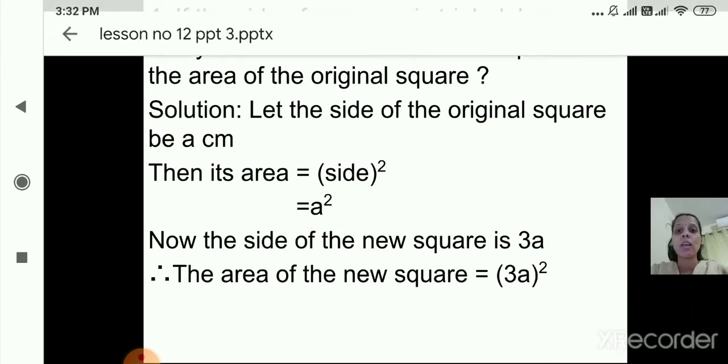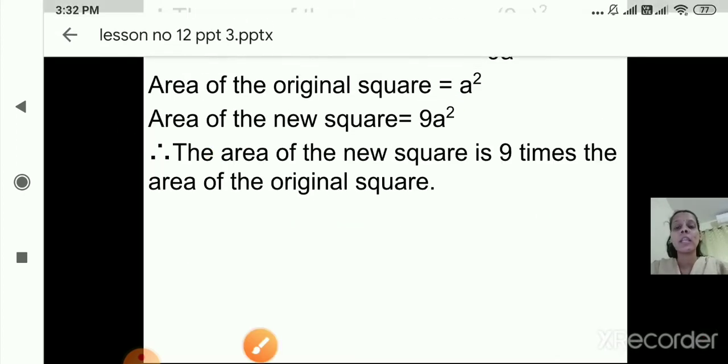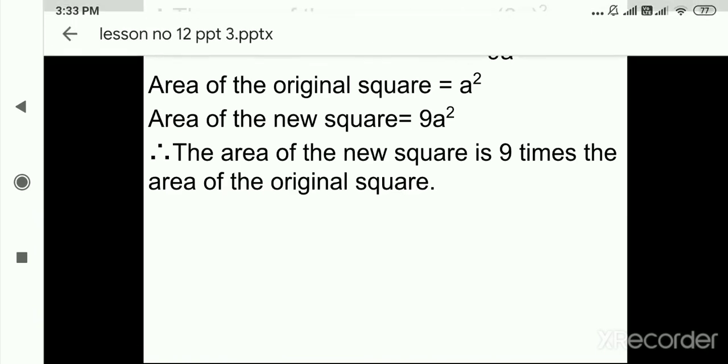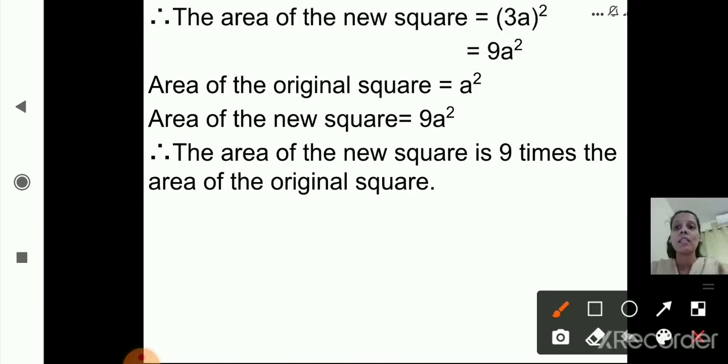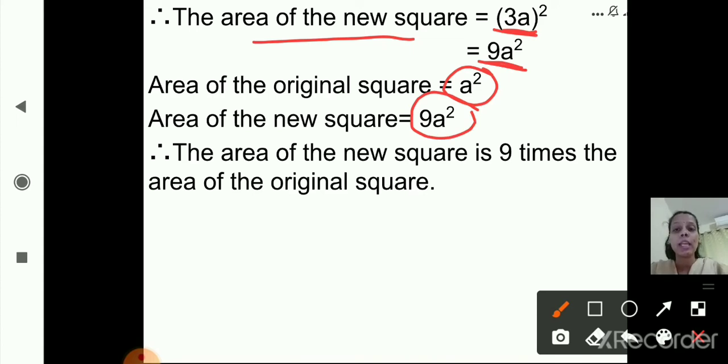Now what is the answer? 3a square means, see here, the answer is 9a square. What is the square of 3a? That is 9a square. Okay. So this is the area of the new square, right? The area of the original square was a square, right? And the area of the new square we got as 9a square. Now we will compare both the areas. The area of the original square was a square and the area of the new square was 9a square.